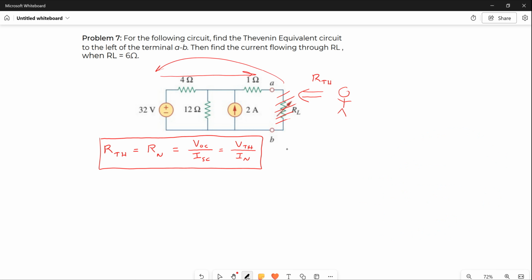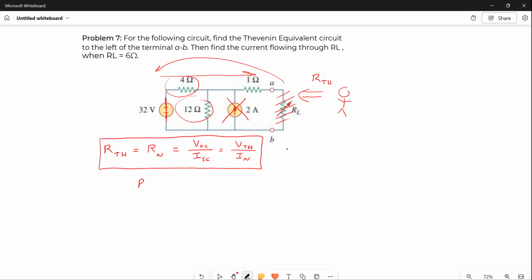If you short this out and you open that and you look in, and again, you can only do this when they're independent sources. If you see any dependent sources that look like diamonds, you have to use that formula to find R Thevenin and R Norton. But since we have all independent sources here, do you see that the 4 ohms is in parallel with that 12? I'm starting on the left side and working back.